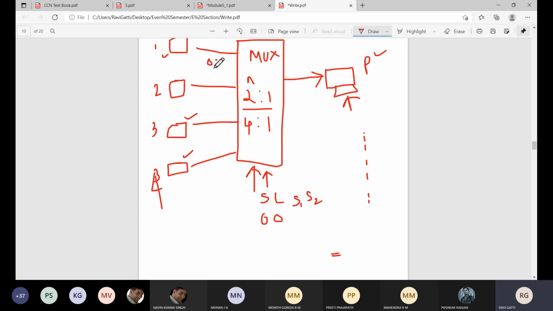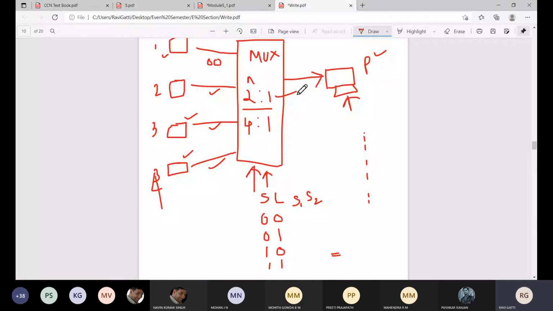So if the select line is 0 0, I will be selecting the first device. Next, if it is 0 1, I will select the second device. If the select line is 1 0, I will select the third device. If it is 1 1, then I will select the fourth device. This is how you can select the inputs: from many inputs, you produce the output as a 1.